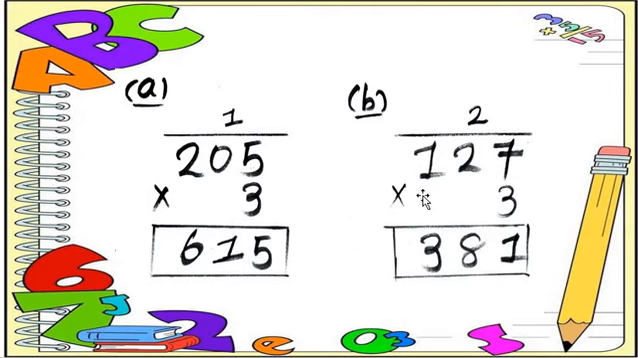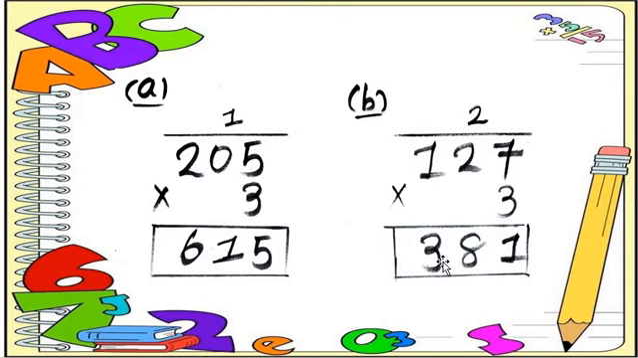Any number multiplied by 1 gives the same number as the product. So 127 multiplied by 3 is equal to 381. What, all students? 127 multiplied by 3 is equal to 381. Understood? Got my point, all students?